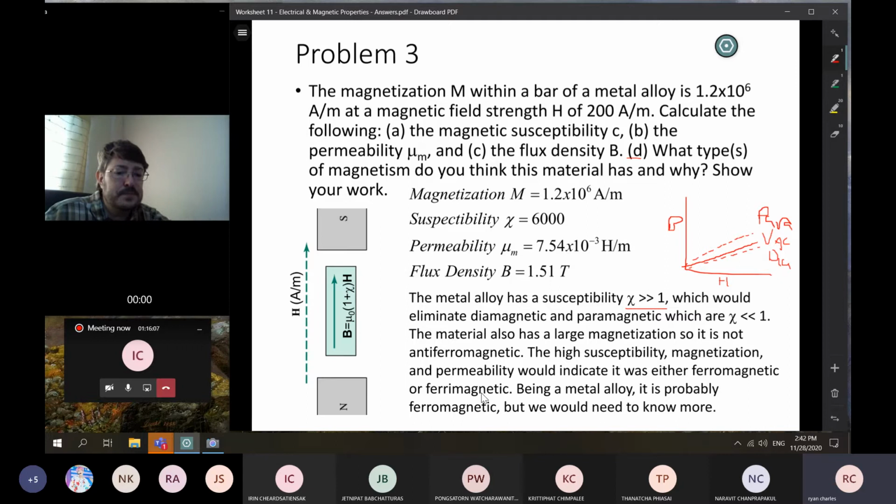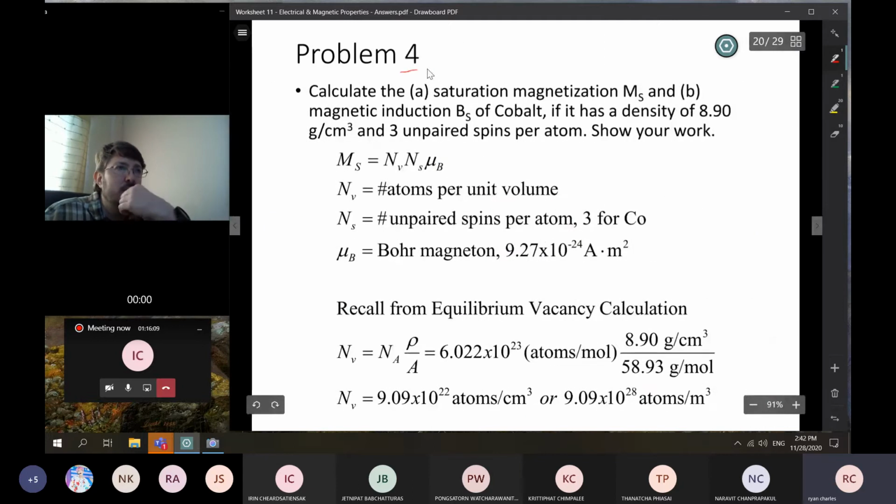Problem 4. Calculate a saturation magnetization, M sub S, and the magnetic induction, B sub S, of cobalt if it has a density of 8.9 grams per centimeter cubed and 3 unpaired spins per atom. Show your work. Again, an example from the lecture slides.